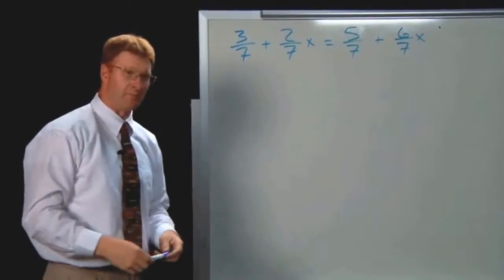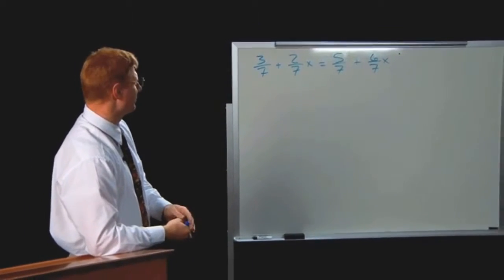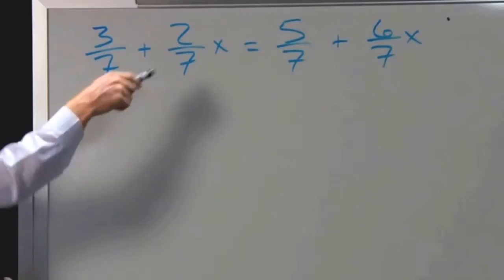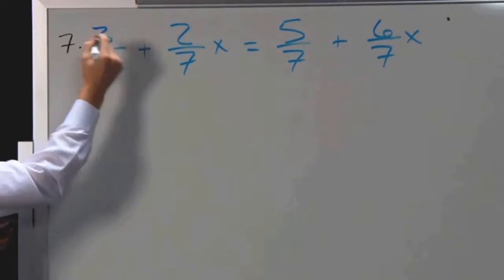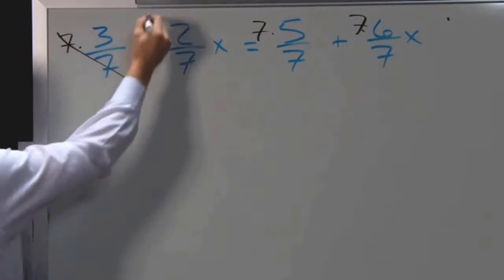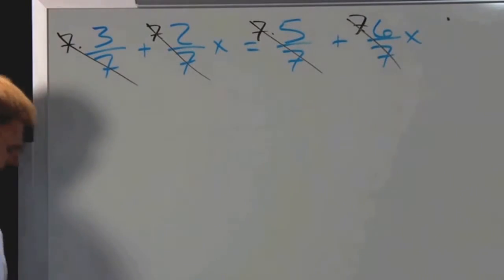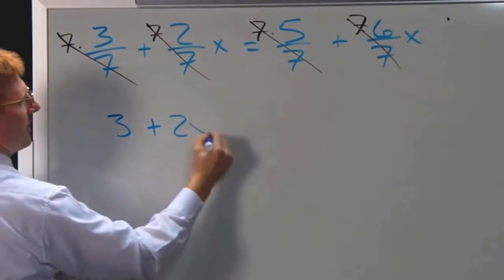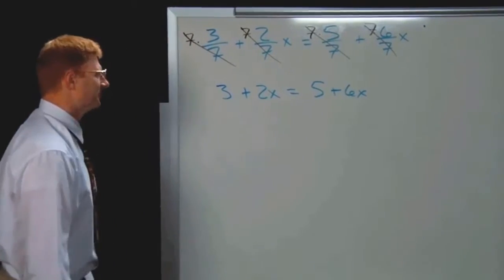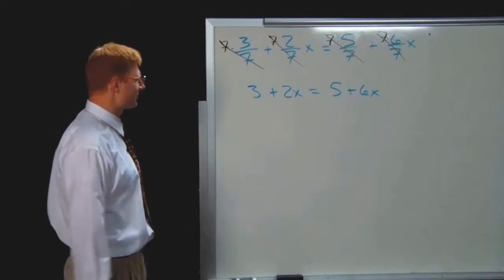Alrighty. The thing that bothers you the most is the fact that there are a bunch of divided by 7s all through that equation. You're like, what do I do with them? You get rid of them. We want to get rid of these. They're all divided by 7, so we can times by 7. And we are left with 3 plus 2x equals 5 plus 6x. Ooh, I like that. That's nice. You just get these warm, fuzzy feelings generated all over.